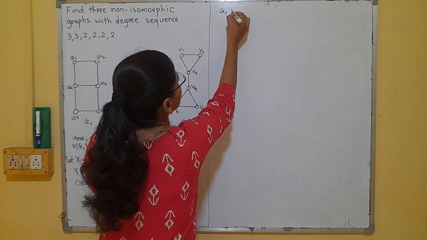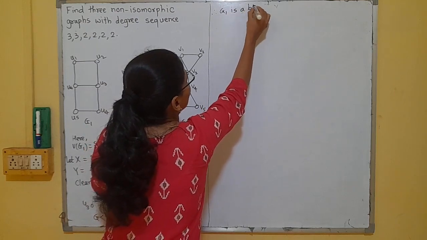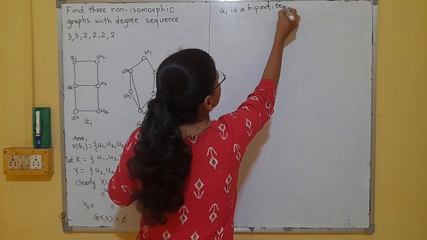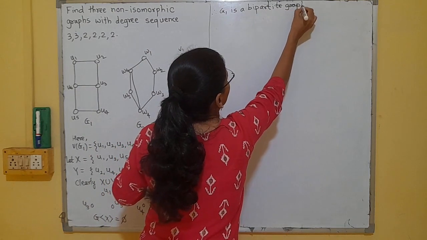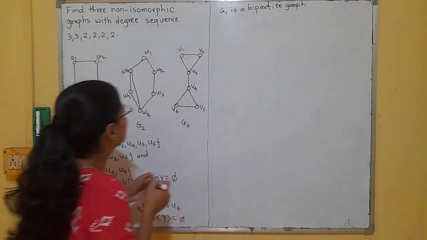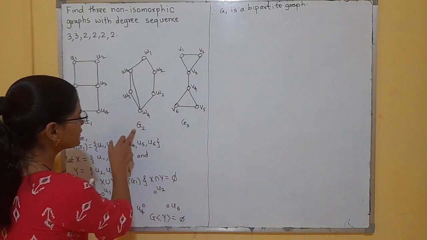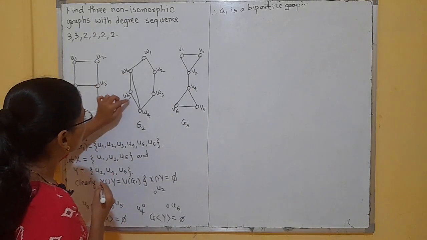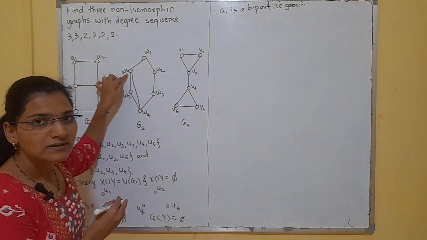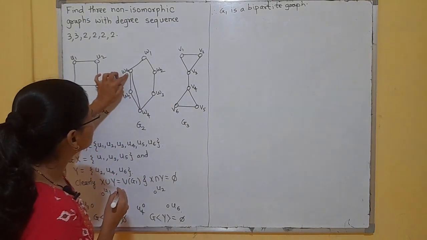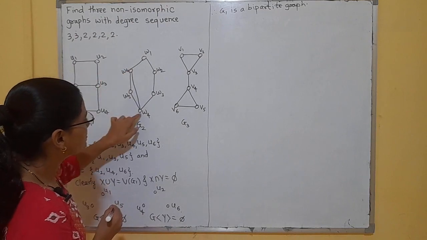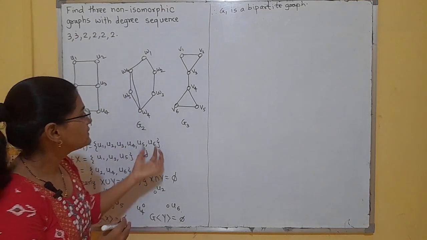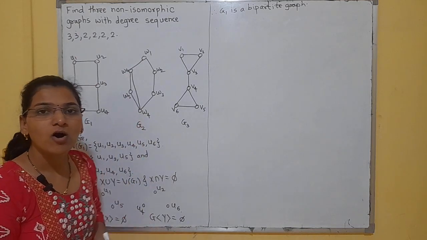Therefore, G1 is a bipartite graph. Now to check about G2. If we consider G2, G2 has a cycle W6, W4, W5 and W6. That is, this is a cycle C having length W6, W4 1, W4, W5 2, W5, W6 3. That means G2 has a cycle of length 3.